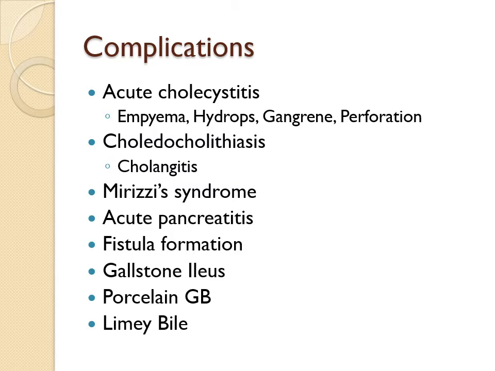Okay. So for complications of cholelithiasis or gallstones, you can have the most common, acute cholecystitis, and from cholecystitis you can develop empyema, hydrops, gangrene, or perforation. As you have choledocholithiasis, or the gallstone migrated from the gallbladder to the common bile duct, and a complication of which you can have cholangitis. Then you have your Mirizzi syndrome. You can have acute pancreatitis, fistula formation, gallstone ileus, porcelain gallbladder, and limy bile.